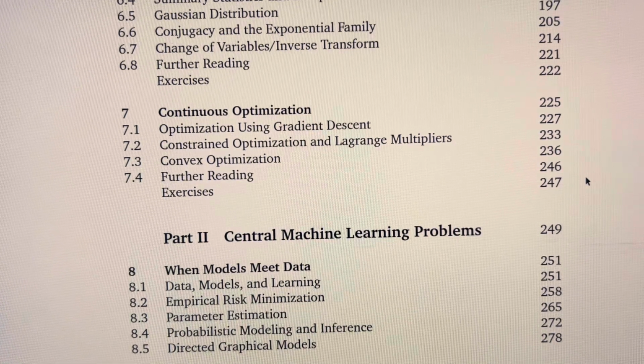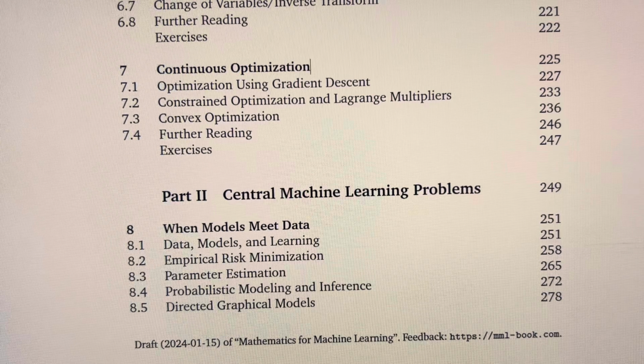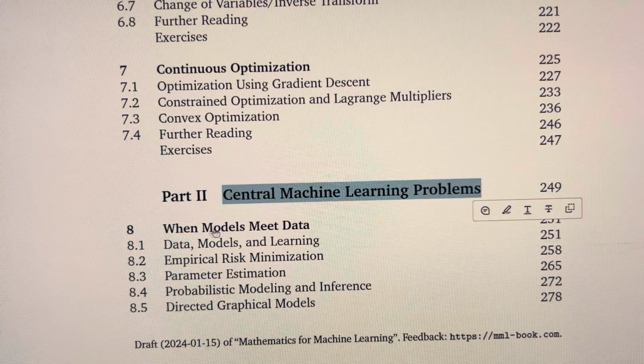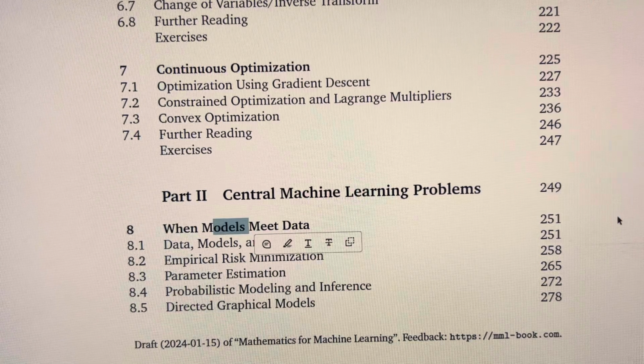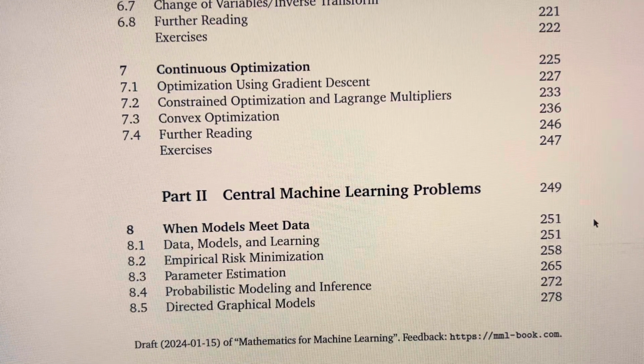But the good thing with the book is it teaches us only what we need for machine learning and not a whole bunch of other math concepts that we don't need for machine learning, right? And then the book goes on to say part 2. So part 2 of this book is basically the central machine learning problems, right? So where we actually start having data, and then we start doing things to the data, and we try to predict from the data, or we try to infer from the data. We basically do information extraction from data, right? So how data becomes information, that's kind of the more general concept.